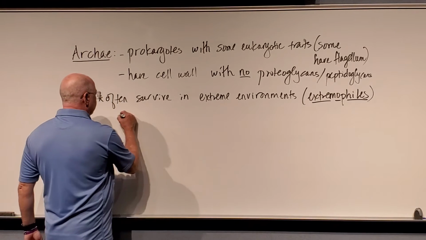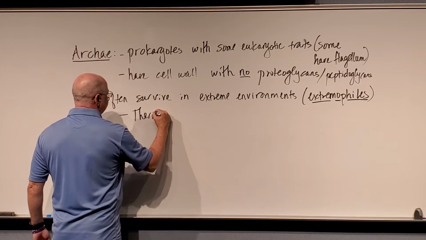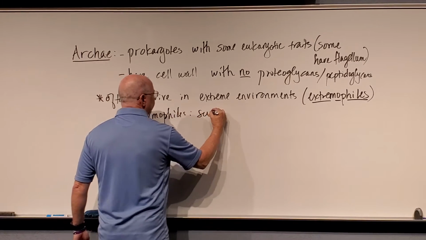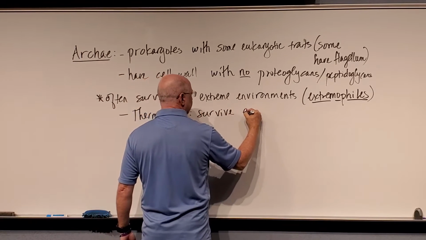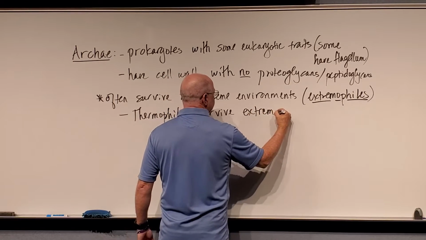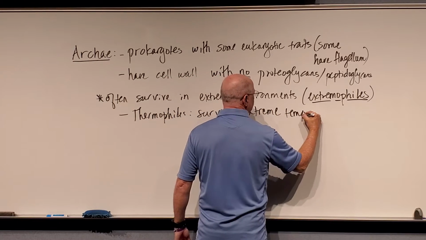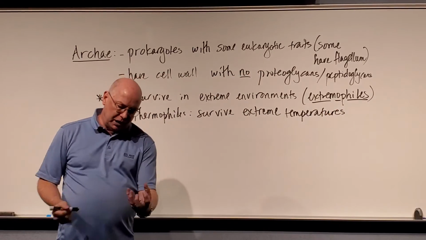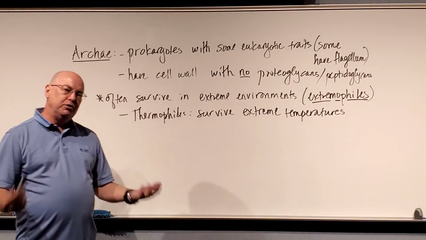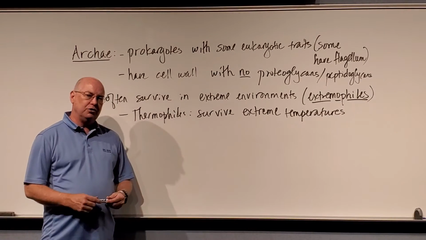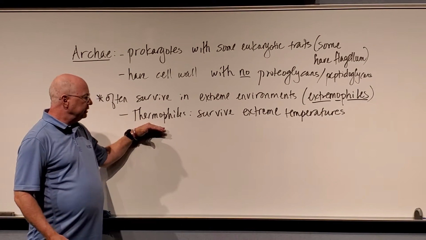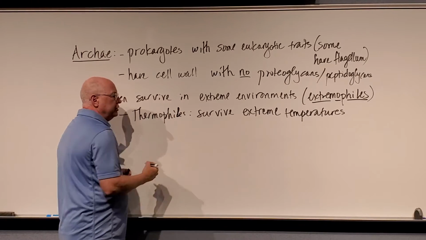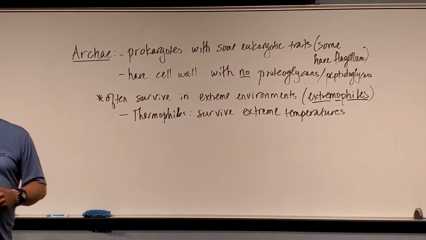One example would be what we call thermophiles. Thermophiles survive in extreme temperatures. So sometimes there's a hot spring with boiling water. Usually boiling water will kill most of the microbes. But there's a few microbes that live in extreme temperatures, either extreme hot or extreme cold, and we call those thermophiles, okay?